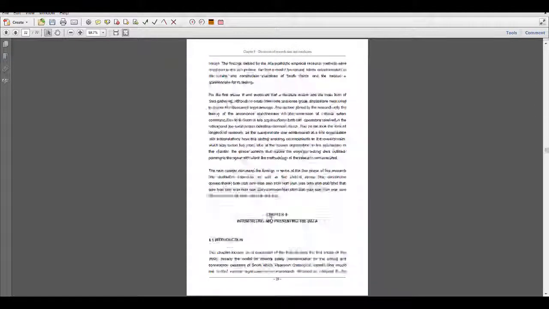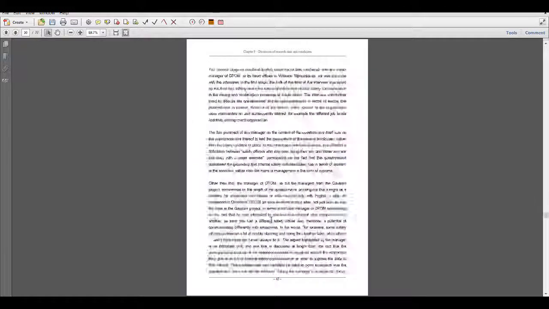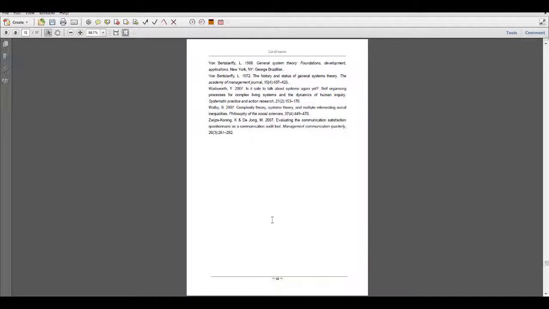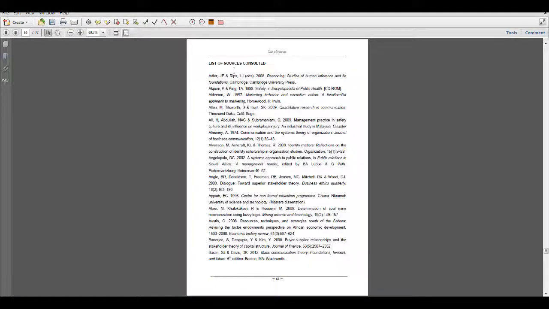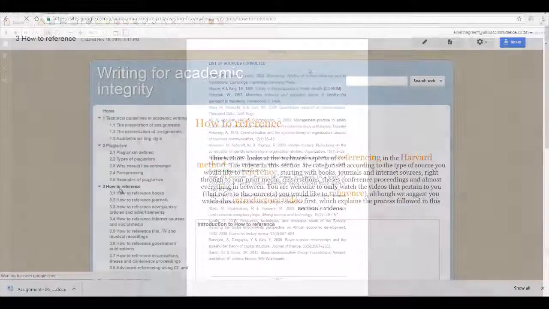The last thing that I want to show you on this mock-up of a portfolio here is that your list of sources consulted should be a consolidated list of all of the sources that you used throughout your portfolio. There should not be a separate list for each chapter. There should be only one list, and it should be in alphabetical order.